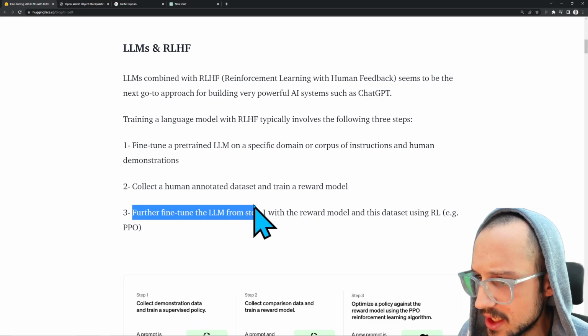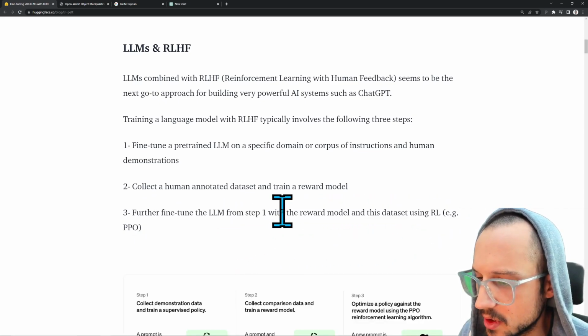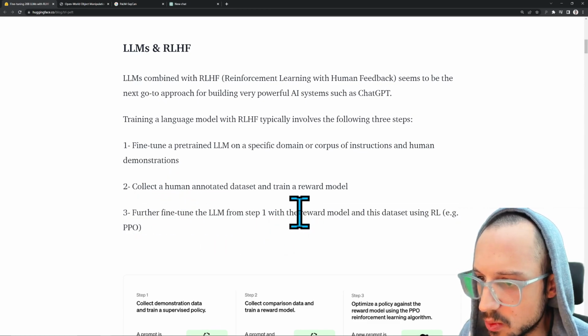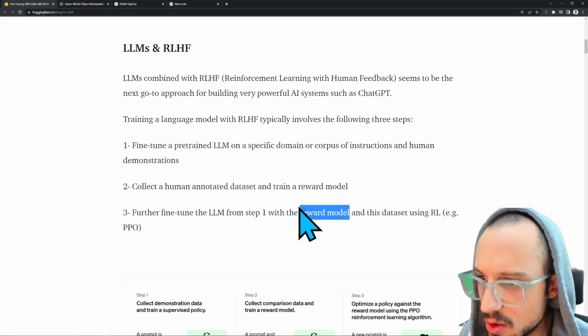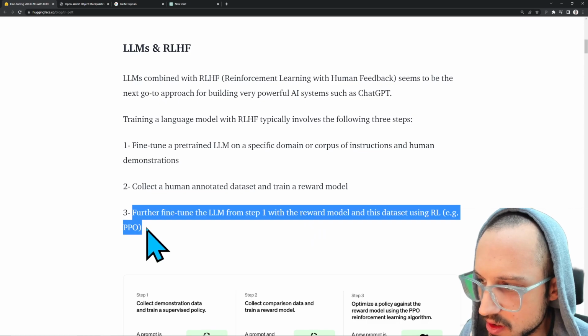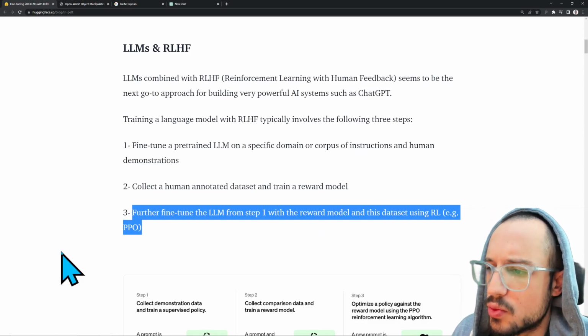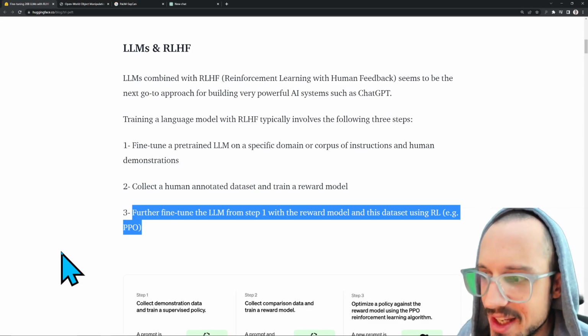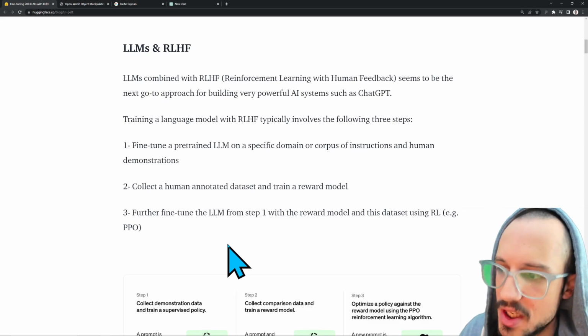Further fine-tune the LLM from step 1 with the reward model and this dataset using RL. Yeah, okay, so once you have this reward model, this value function, you can then basically use that value function to kind of self-supervise, might not be the right word for this, but you can use it to continue to push gradients into the large language model, right? So anytime you see the word fine-tuning, there are actually gradients being pushed into the large language model.